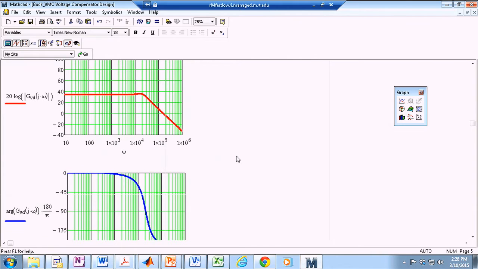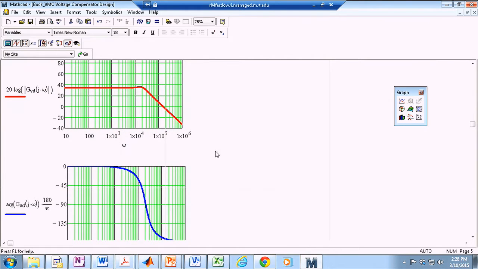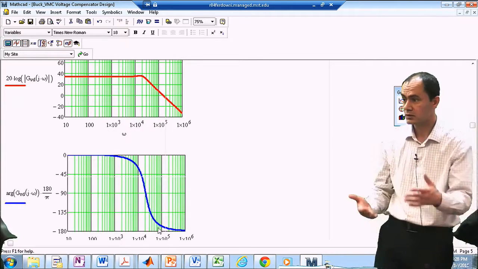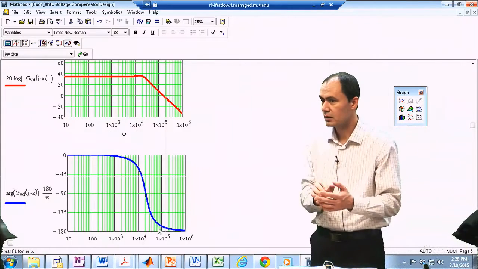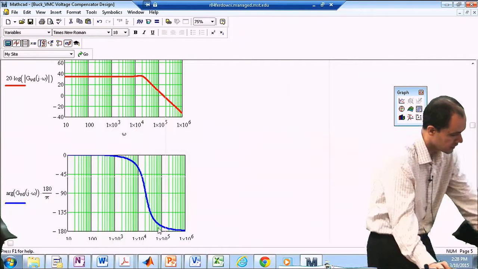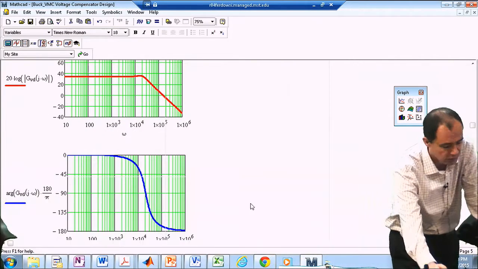Okay. So you can see the power stage by itself. The crossover frequency is somewhere between 100,000 and 200,000 radians per second, somewhere around here. Let's call it, for instance, 300,000 radians per second. And the system is inherently stable. The buck converter is always stable because it only has 2 poles. And worst case scenario, your phase goes to negative 180 degrees. So we still have a little bit of a phase margin over here in terms of stability.